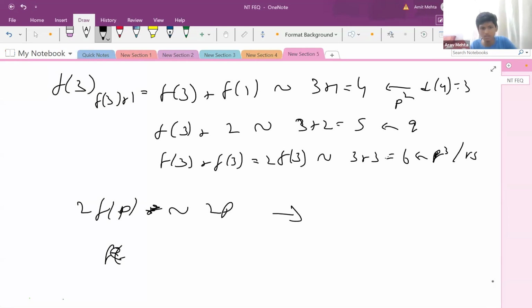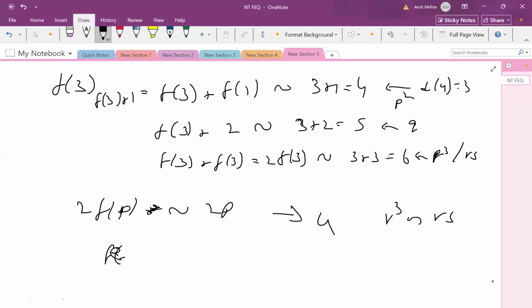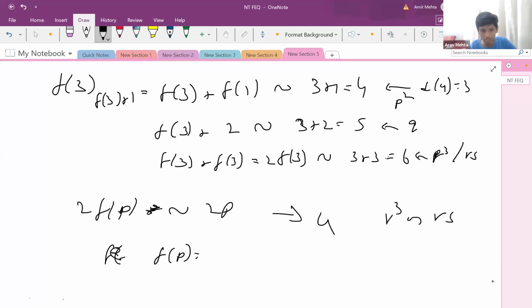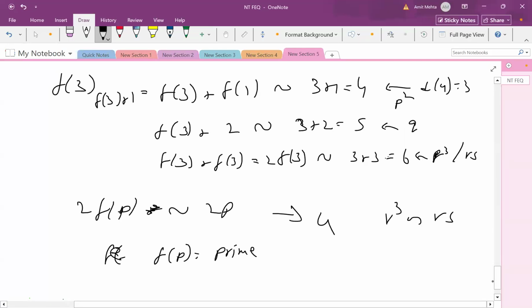This has 4 divisors, so it can either be RQ or RS. Wait, actually, we're not done, right? We just have f of P is a prime. Yeah, I never said it's P. I just said some prime. That's right. So we have f of P is 5 or 4, but I don't know how to deal with that.